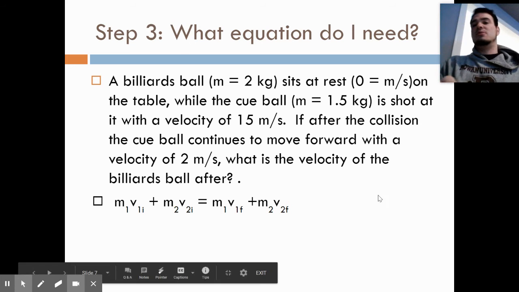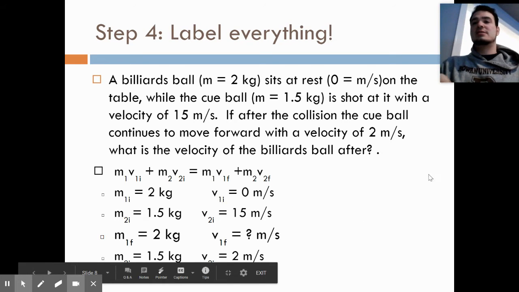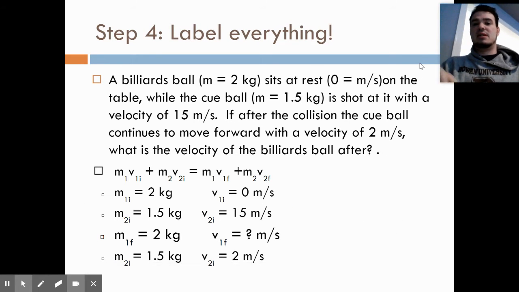So here we're going to write down our equation. The next step, I'm going to move this so we don't see that. You've got to label every single thing here. You need to identify everything you need to do, and this is why it's going to help.